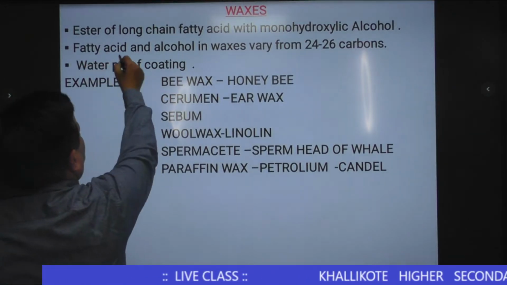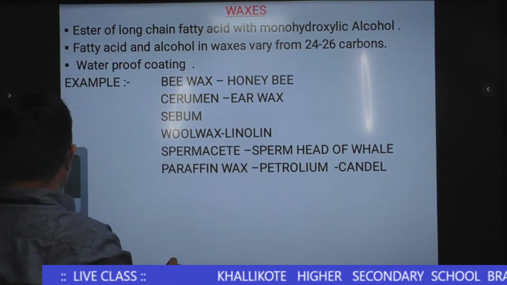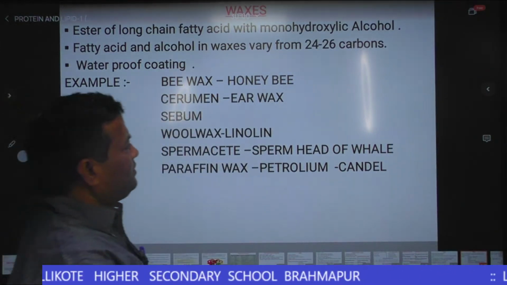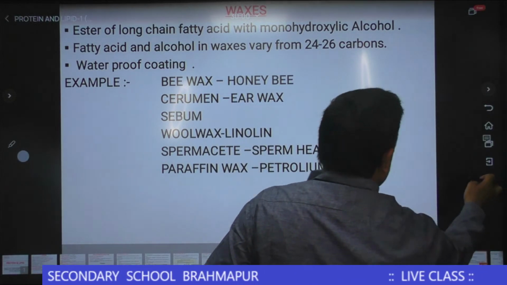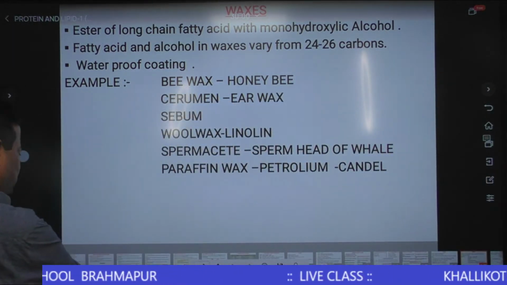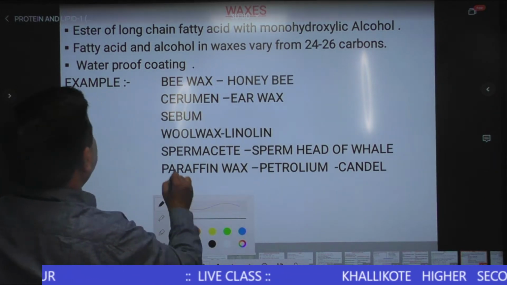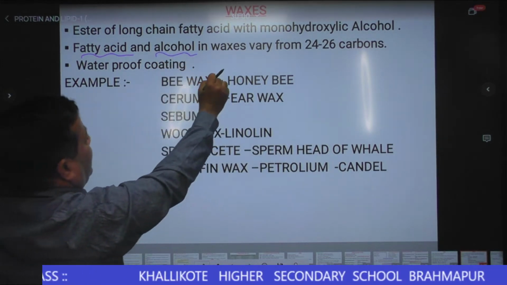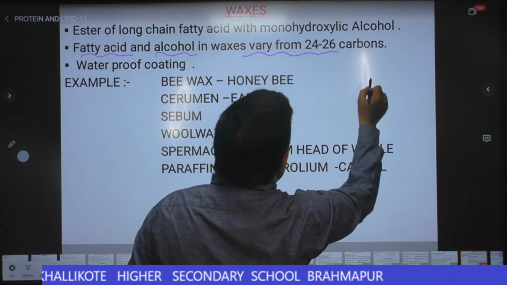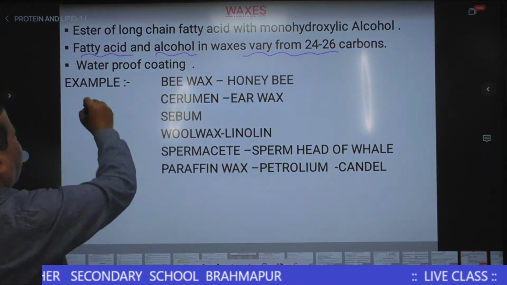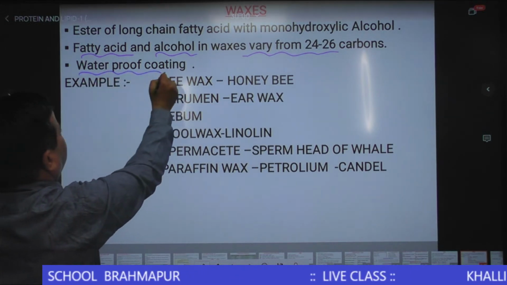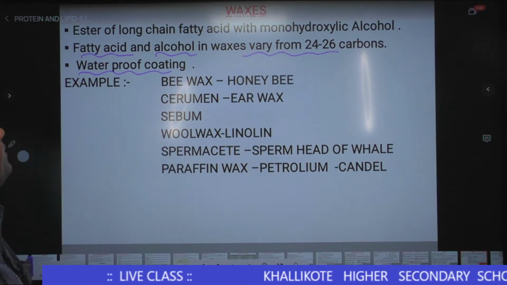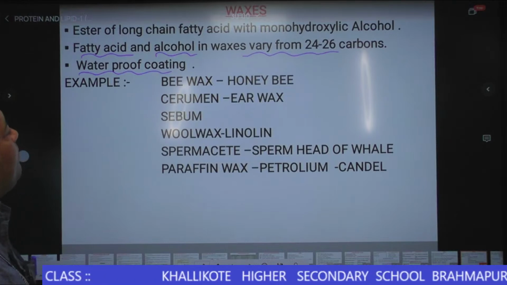Fatty acid and alcohol results in the formation of lipids. Generally we have to see that when fatty acid combines with alcohol in waxes, the chain varies from 24 to 26 carbons. We know fats or waxes are a waterproof coating that forms on the outer surface of the plant body as well as the animal body. Generally, waxes are also solid at room temperature.